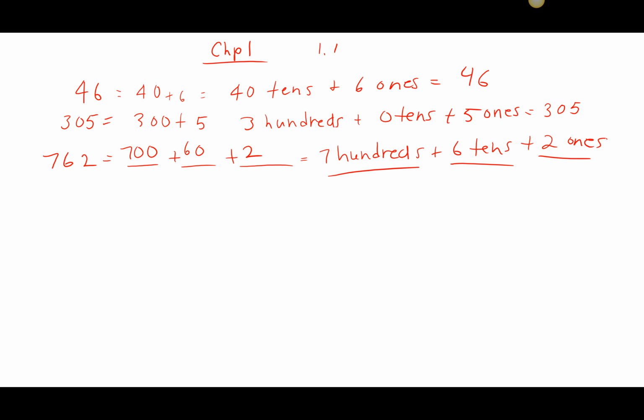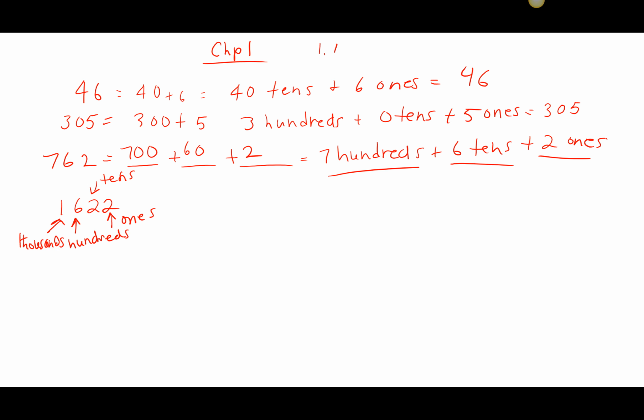So also remember place values. If you had something like 1,622, that 2 there is going to be ones. That is tens. That is hundreds. And that is thousands.